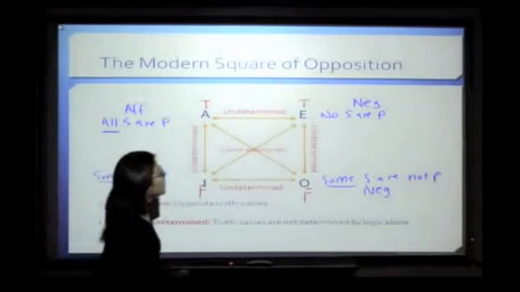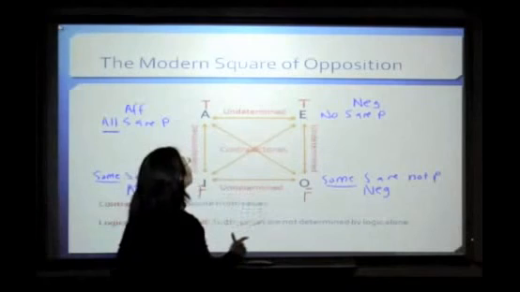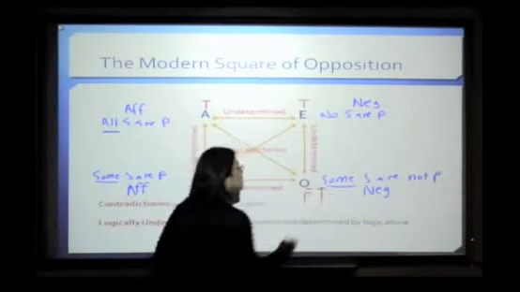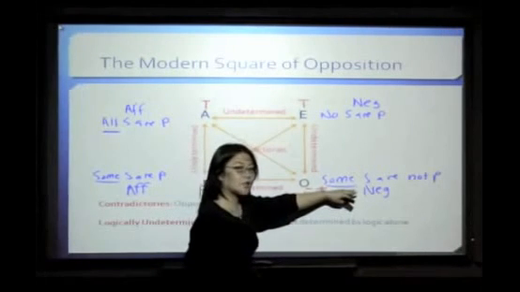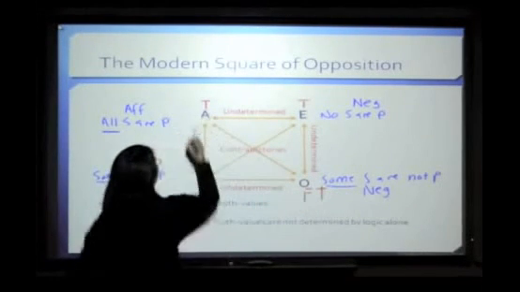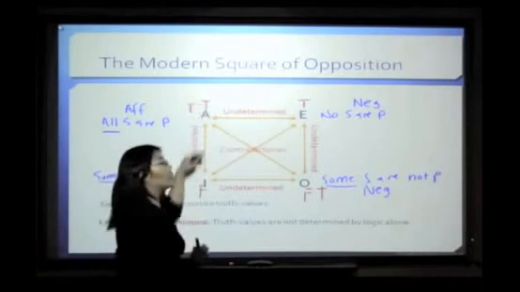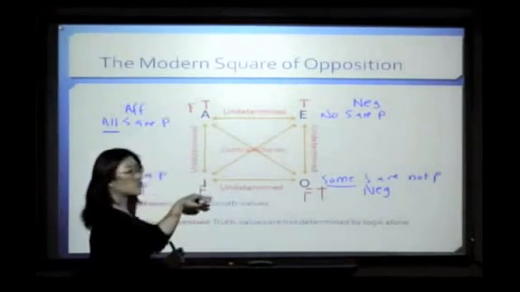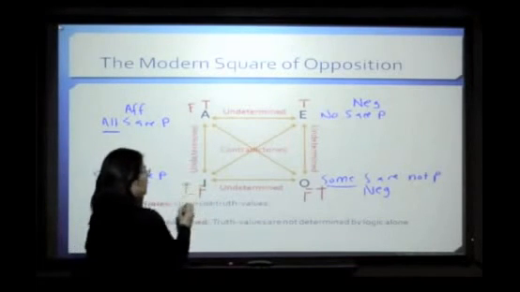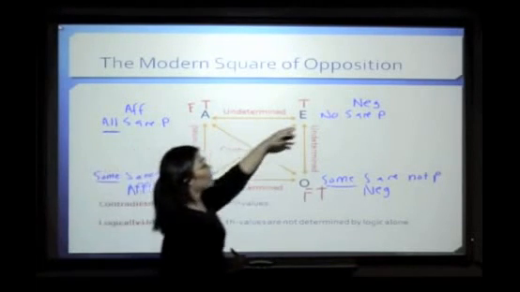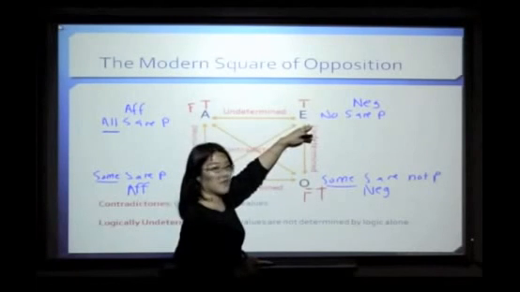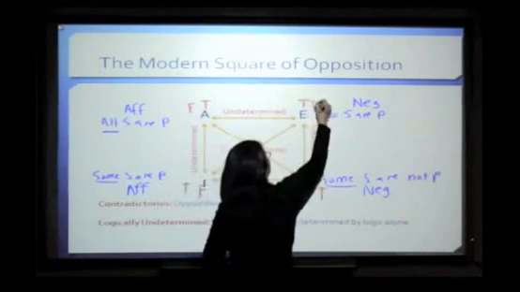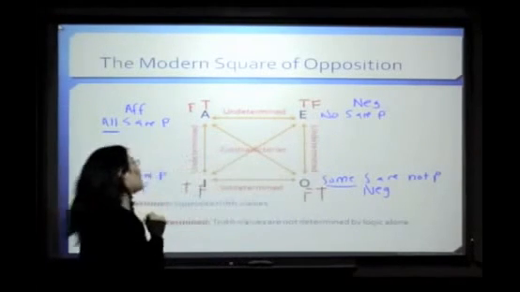So if it's the case that no cats are mammals, then it will be false that some cats are mammals, okay? It also works the other way in the sense that if you have an O-type statement that is true, so it's true that some cats are not mammals, then the A-type statement will be false. It will be false that all cats are mammals. And if it's true that some cats are mammals, then it will be false that no cats are mammals. So these are the relationships of contradictory statements, okay?